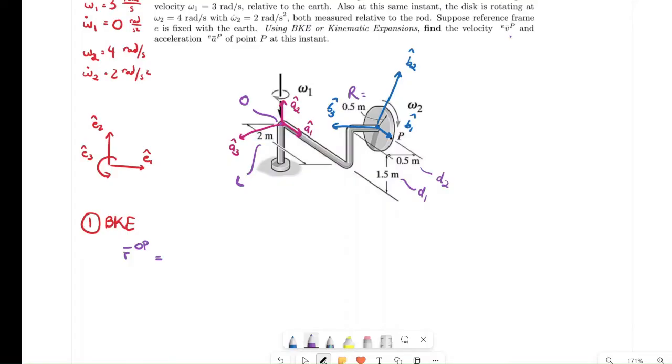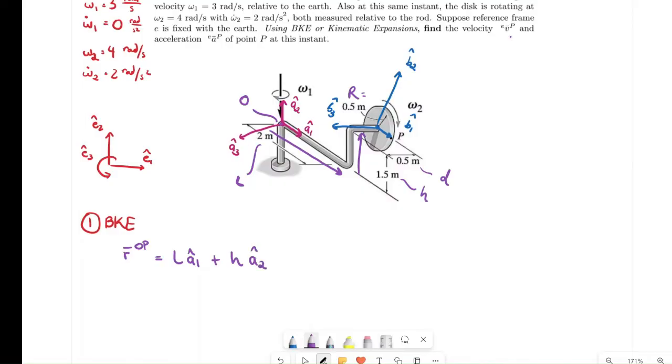So I can then write the direction from O to P as we first go a distance L in the A1 hat direction. And then we go up 1.5, so we go up D2, right? Maybe it's easier if I just call those variables H and D. Then I go up in the A2 hat direction, a distance H.